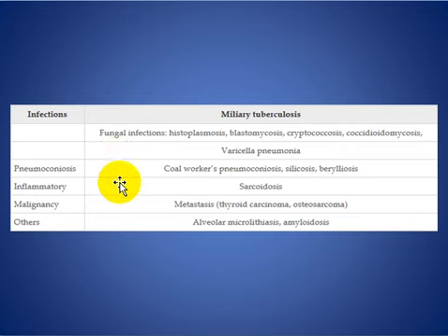We should not forget the other differential diagnoses of miliary pulmonary nodules. We see fungal infection, pneumoconiosis, sarcoidosis, even metastasis, and others, alveolar microlithiasis, amyloidosis.